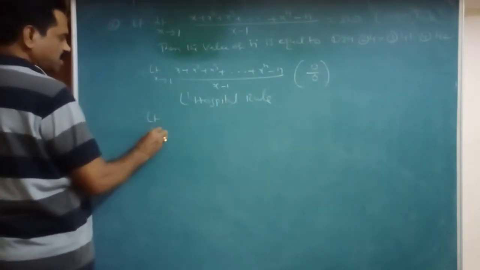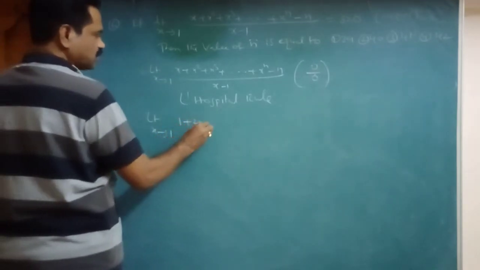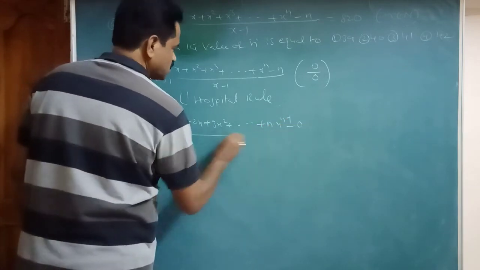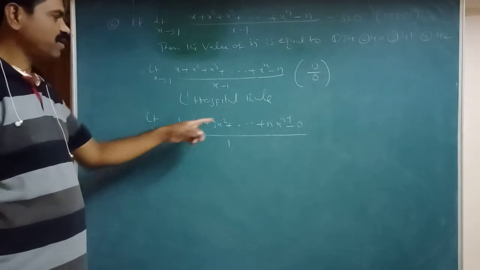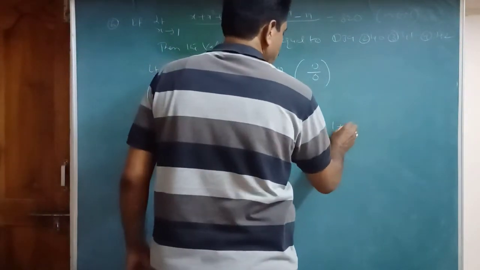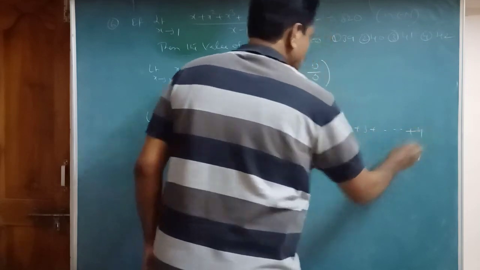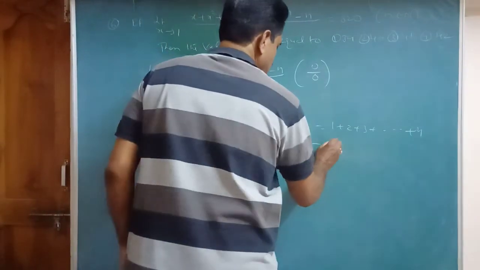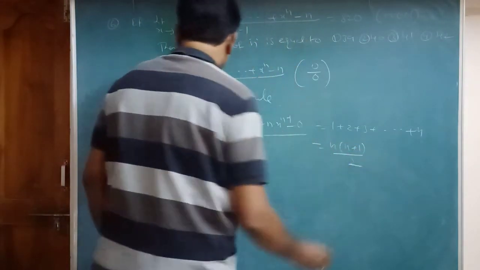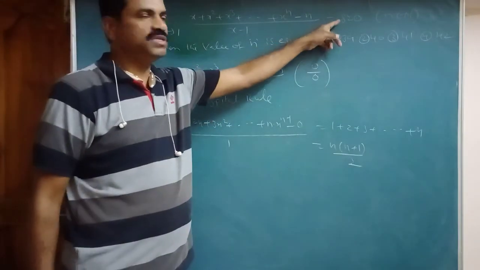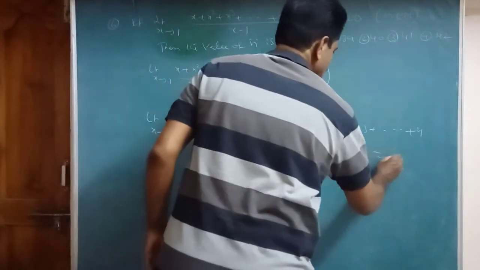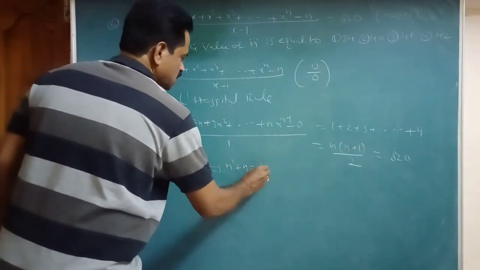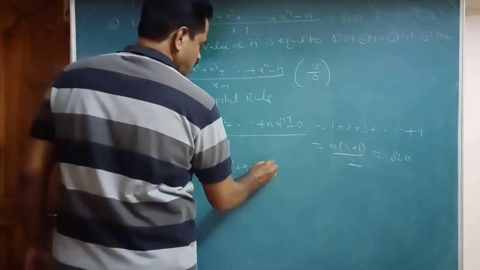Limit x tends to 1. The derivative of x is 1, x square is 2x, x cube is 3x square, x power n is n into x power n minus 1, and the constant is 0. The denominator derivative is 1. Substitute x equal to 1. That equals 1 plus 2 plus 3 and so on up to n. We know that the summation 1 plus 2 plus 3 up to n is n into n plus 1 by 2. But the given value is 820. Cross multiplication: n square plus n equals 2 into 820, which is 1640.